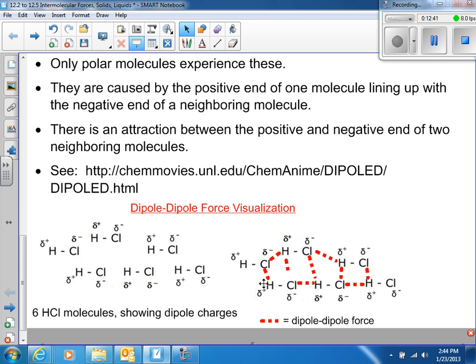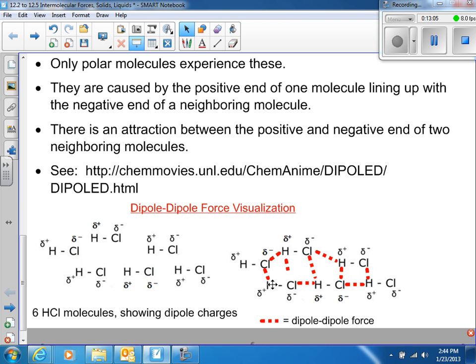So the positive end, here's an HCl molecule, here's the positive end, is attracted to the negative end of this HCl molecule. So I've drawn in all the different places where you can have attraction between positive and negative ends. All these red dashed lines, those are the attractive forces, the dipole-dipole forces between HCl molecules.